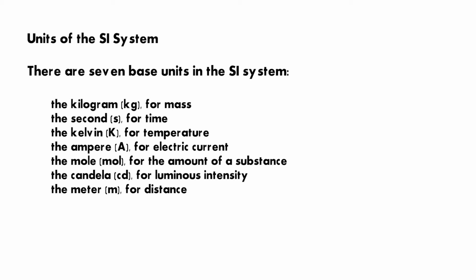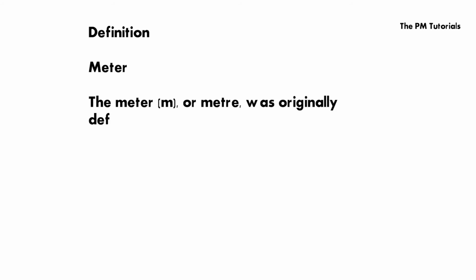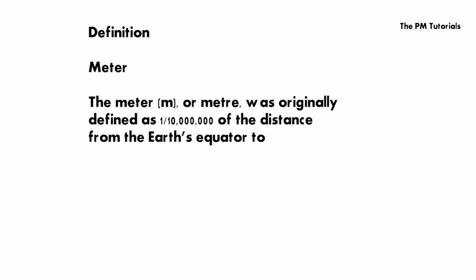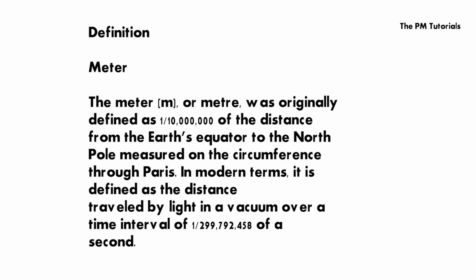Now we are going to discuss each and every parameter along with definitions. The first one is meter. The meter was originally defined as one ten-millionth of the distance from the Earth's equator to the North Pole, measured on the circumference through Paris. Now it has changed. Currently, it is defined as the distance traveled by light in a vacuum over a time interval of 1 over 299 million of a second.